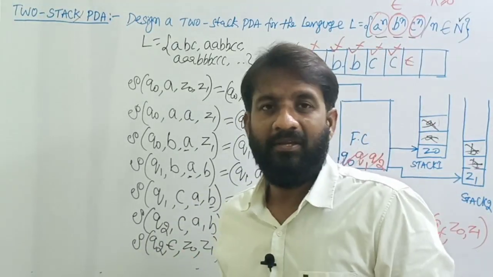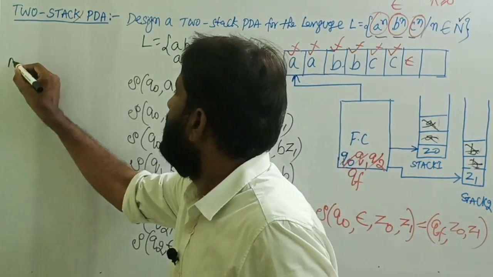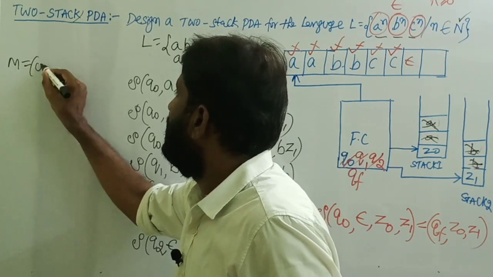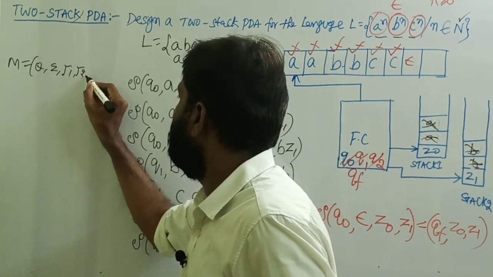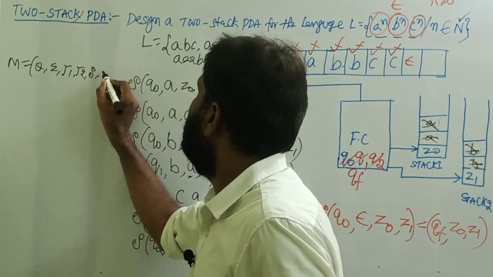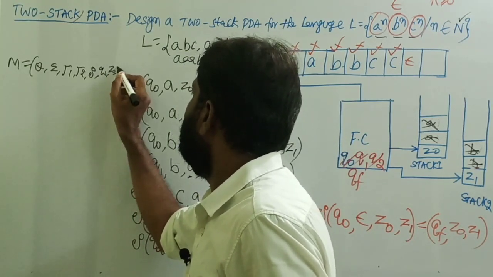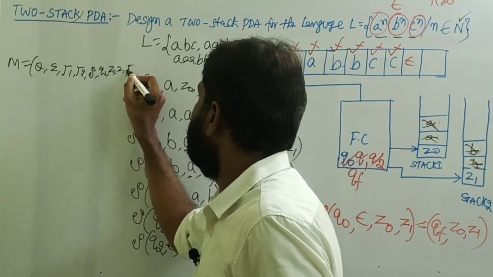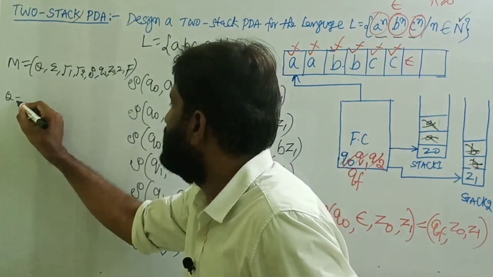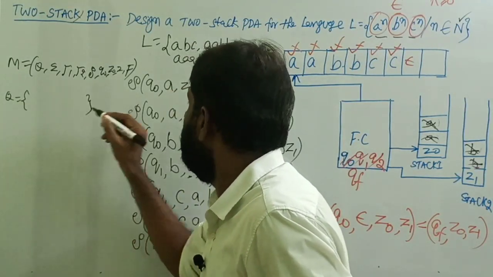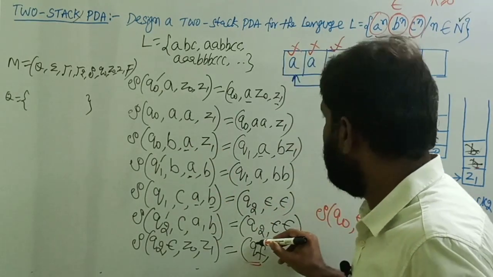So now write the machine definition for this 2-stack PDA. M equals Q, sigma, stack 1 alphabet, stack 2 alphabet, transition function, then Q0, then Z0, Z1 comma F. Okay, define one by one. Capital Q equals, what are the states we considered? Q0, Q1, Q2, QF.